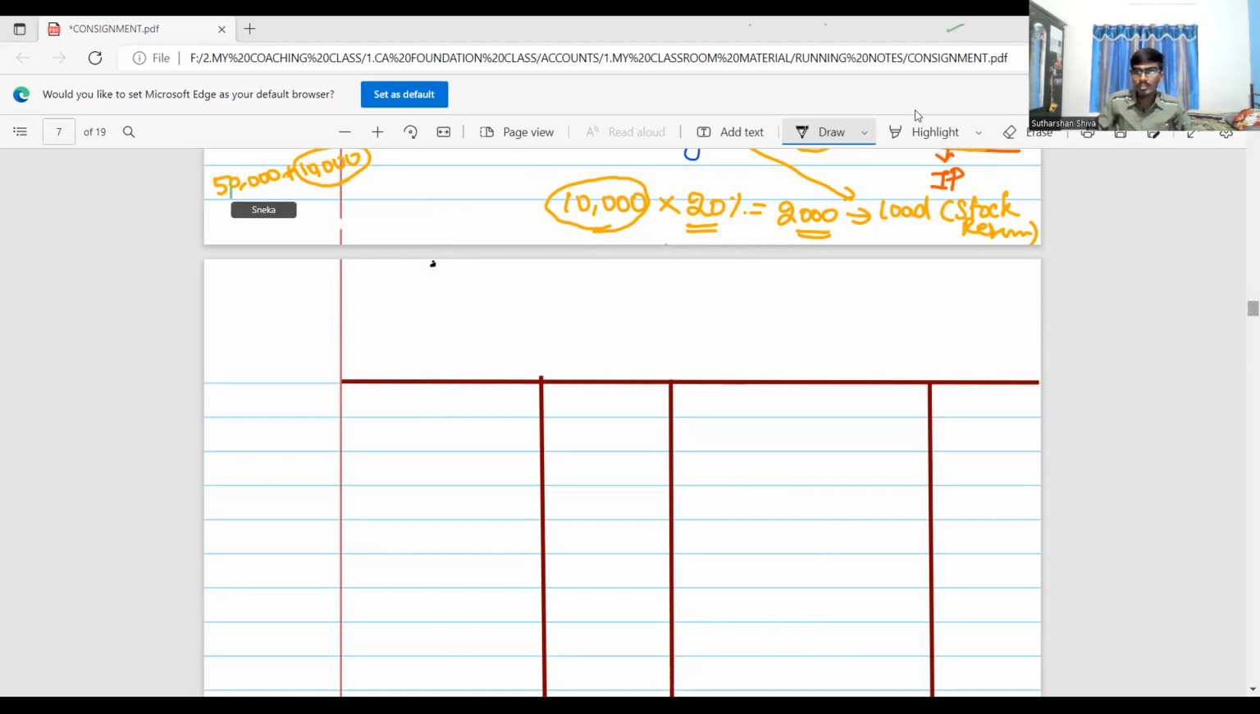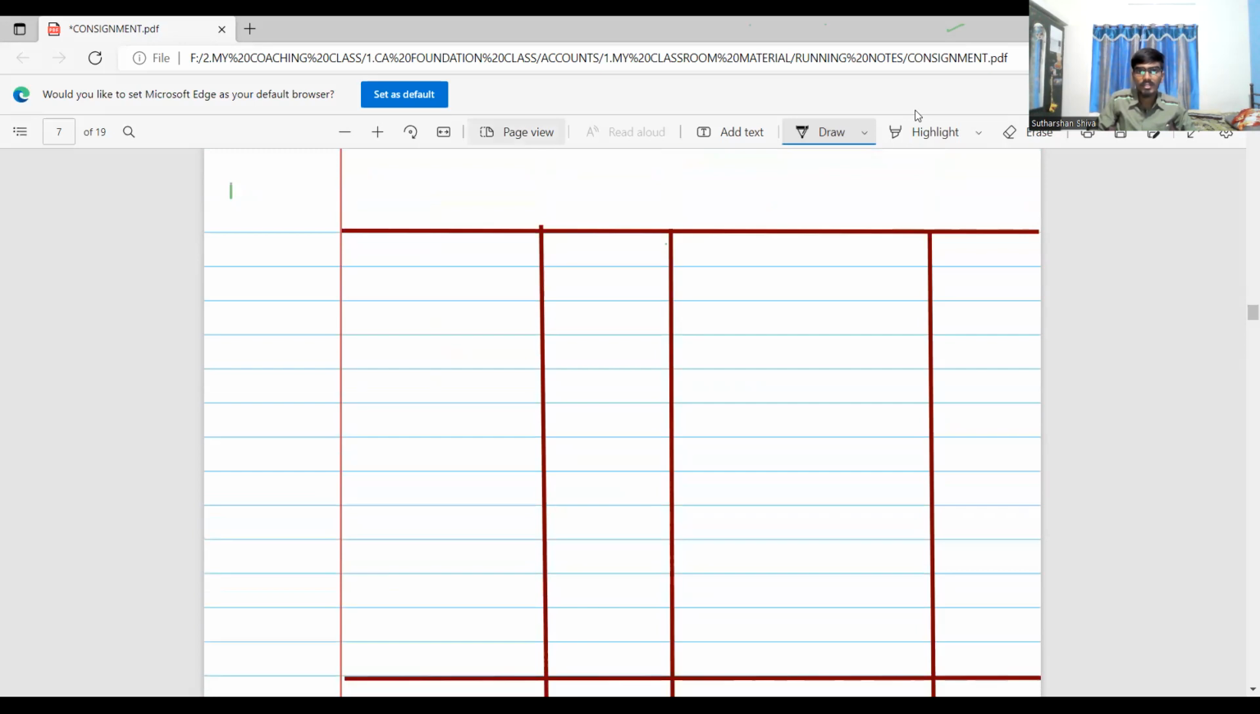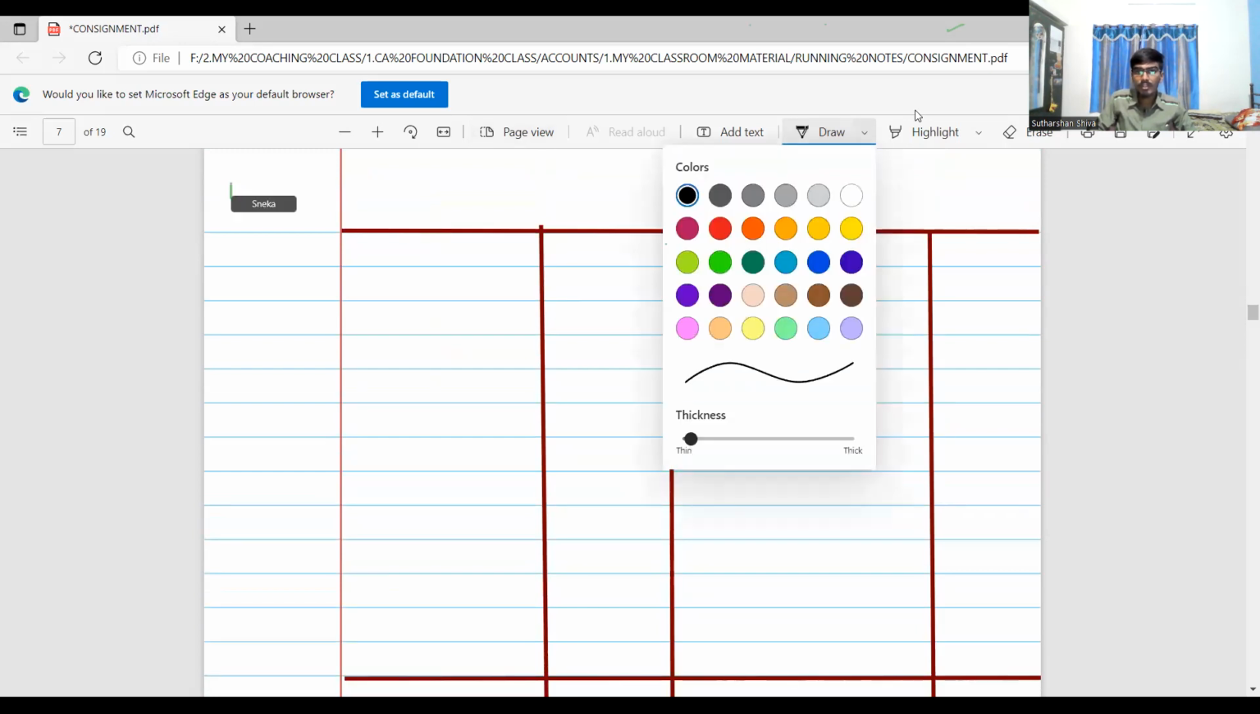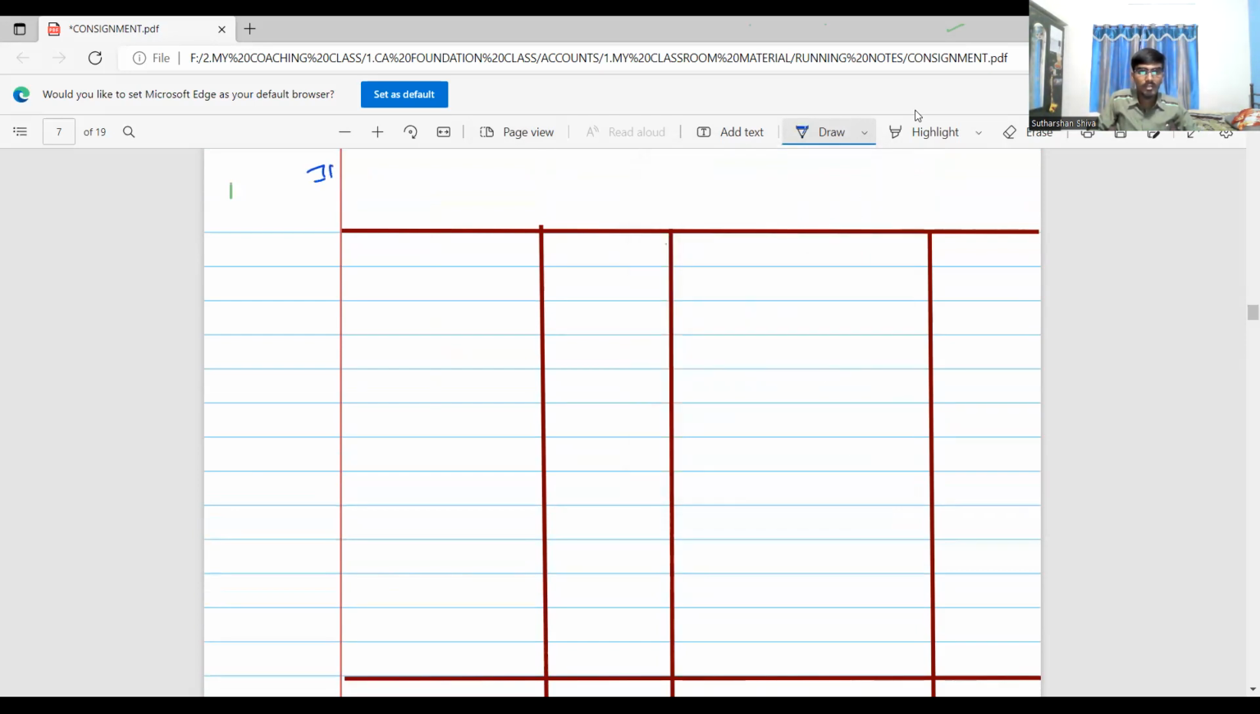Now we will start with our preparation, right? We will use different colors for different identification. So they are asking in the books of Vikraman. Okay. Illustration 6.